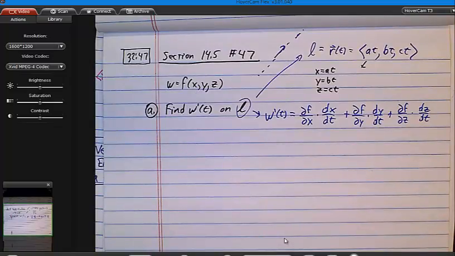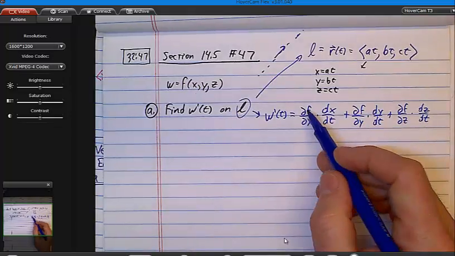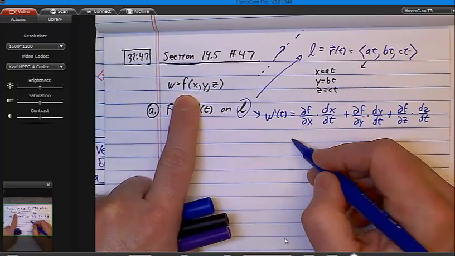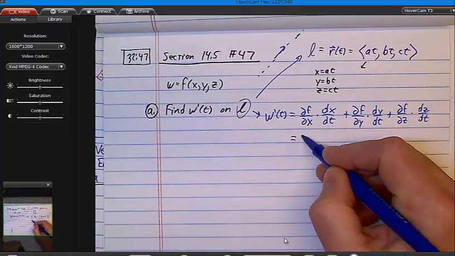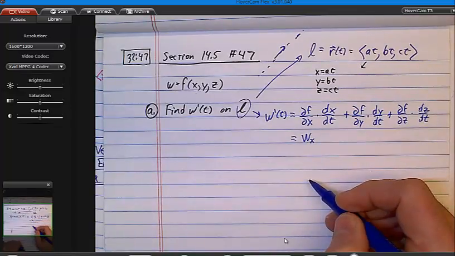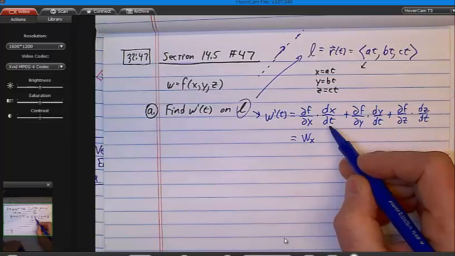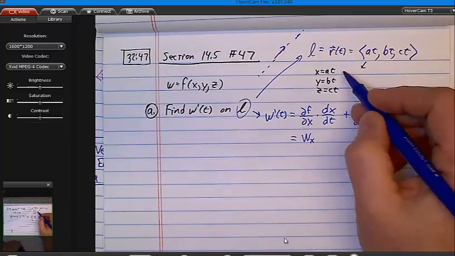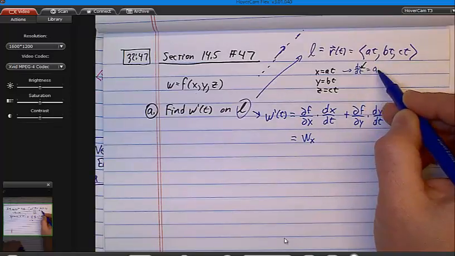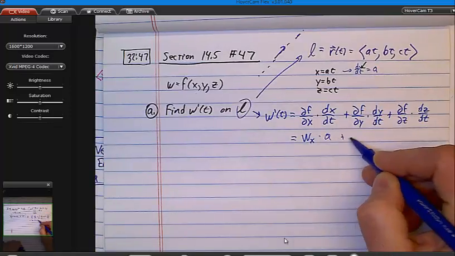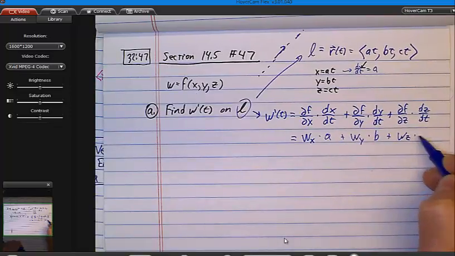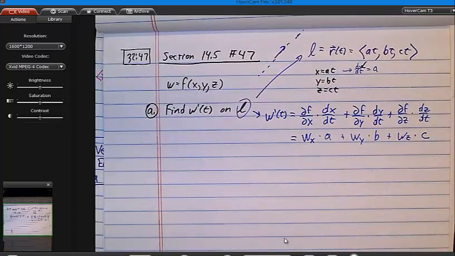And actually I can maybe make this a little bit nicer. Instead of writing partial of f with respect to x, since w is actually that function, maybe it would be nicer to just write this as wx. Is that okay? And dx dt, do we know what that is? Sure, dx dt is just a, because it's at. So times a plus wy times b plus wz times c. Okay?